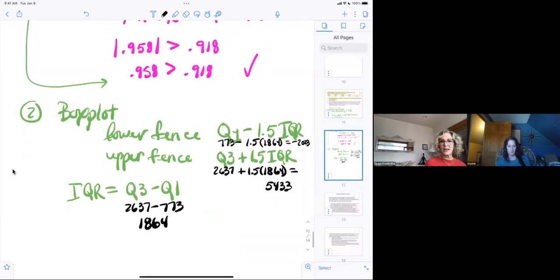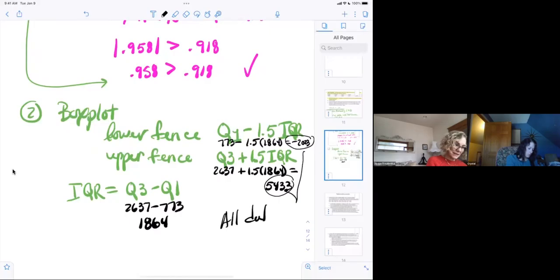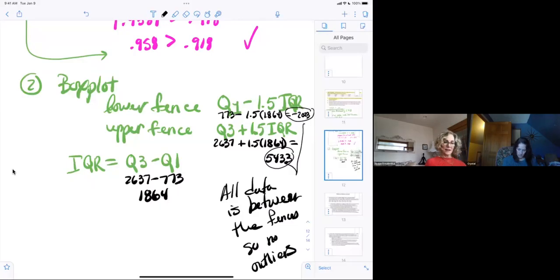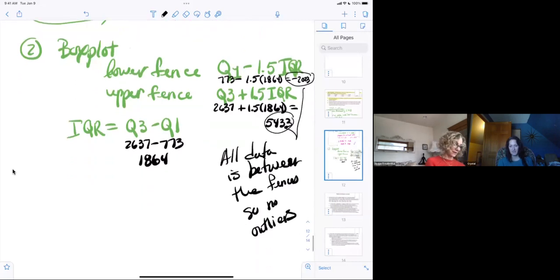Okay, so then you're checking to see, do all your data values fall between the fences? All data is between the fences, so no outliers. Okay, so that's what you need to do to check normality: the QQ plot, and then also check for outliers. So we're good to go. Now we can move ahead.